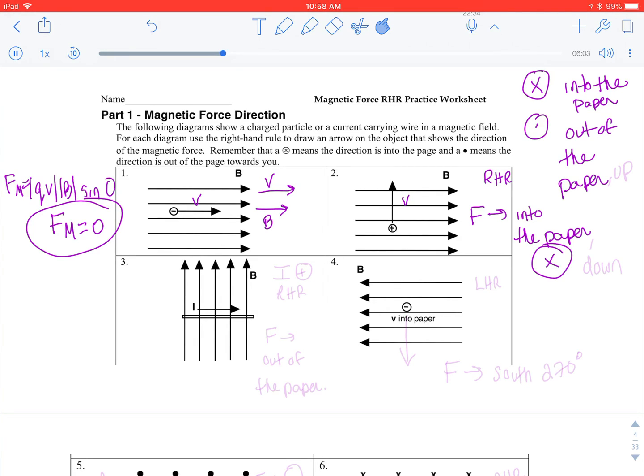Now the next part, you have current. Again, current, we know by convention is positive charge flowing, so we're going to use our right hand rule. So we take our index finger in the direction of current, we rotate, keeping everything perpendicular, so our bird finger is in the direction of the magnetic field, and now my thumb, which is my force finger, is out of the paper.